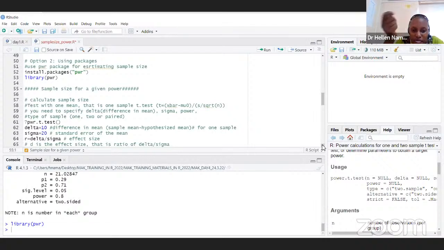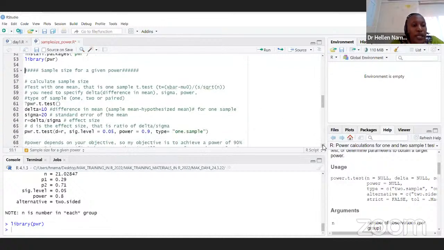Most of the time it is x bar minus mu naught, then divide by s over the square root of n. Okay, that is how we find it. So in case it is a 2-sample test, most of the time we get the difference between the means, and then you divide by what? By s root n.